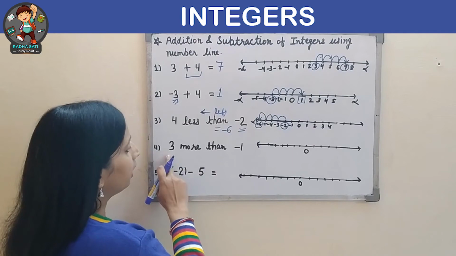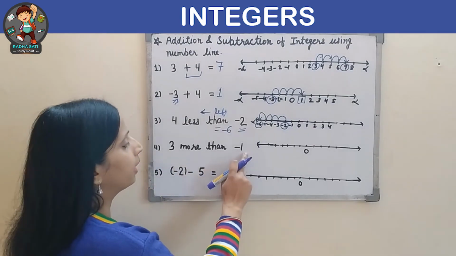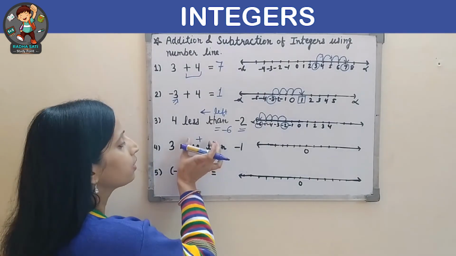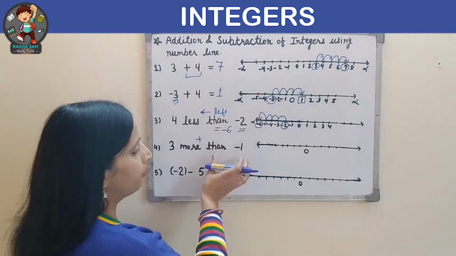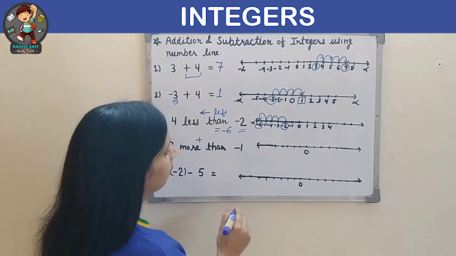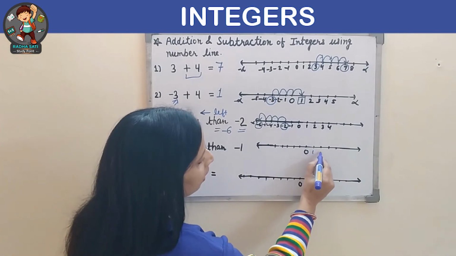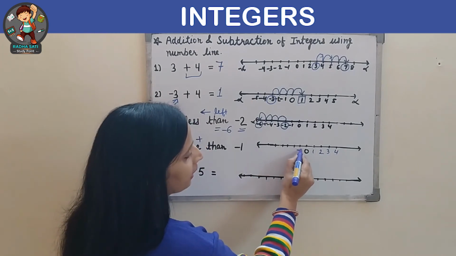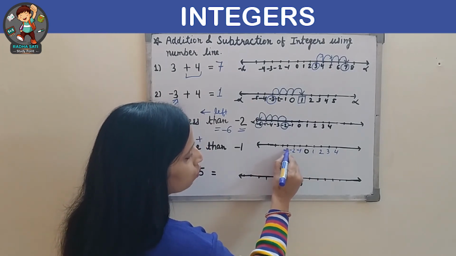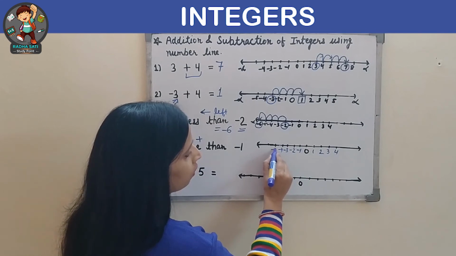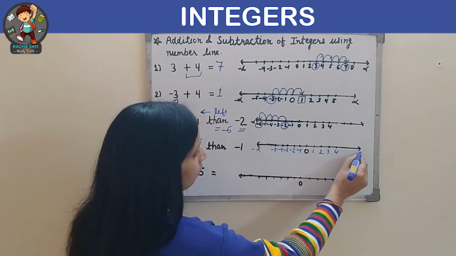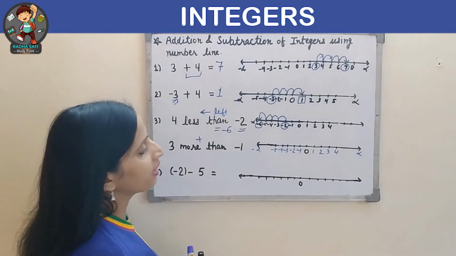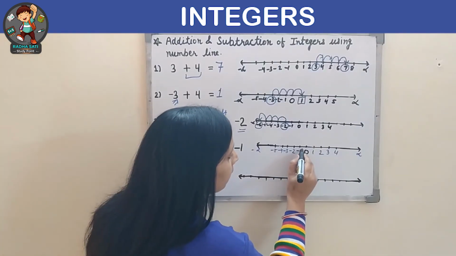Now the next is 3 more than minus 1. So more than means plus, or we will shift rightwards on the number line. Now first of all, mark the numbers 1, 2, 3, 4 and to the left side negative numbers minus 1, minus 2, minus 3, minus 4, minus 5 and so on. Now 3 more than minus 1. So the first number we will mark will be minus 1.